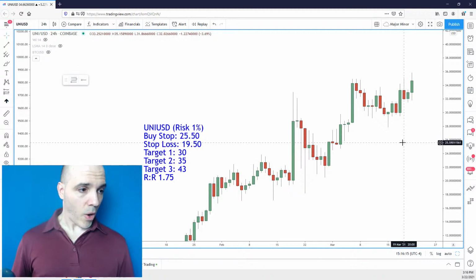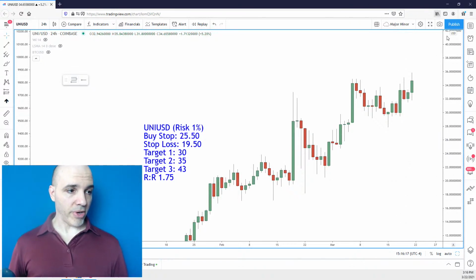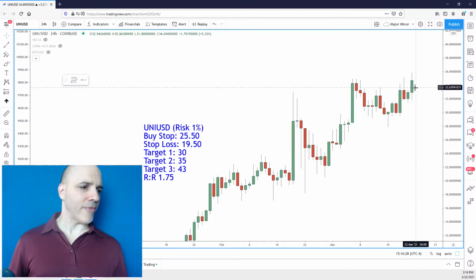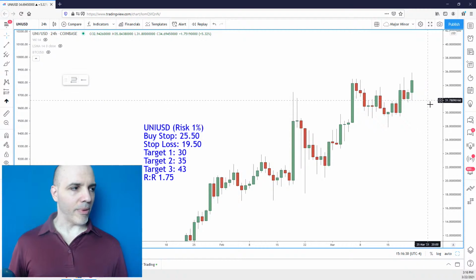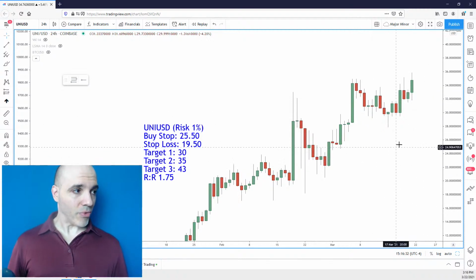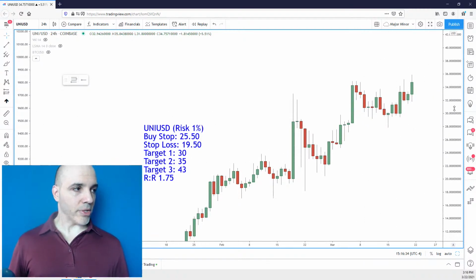Now, our first target was $30, right? So we reached target 1. Target 2 is 35, and this thing keeps flirting with it. What's today's high? Oh, I'm sorry, no, 35 was taken out. I was looking at a different number. So we reached target 2, nice. Target 3 is 43, right?